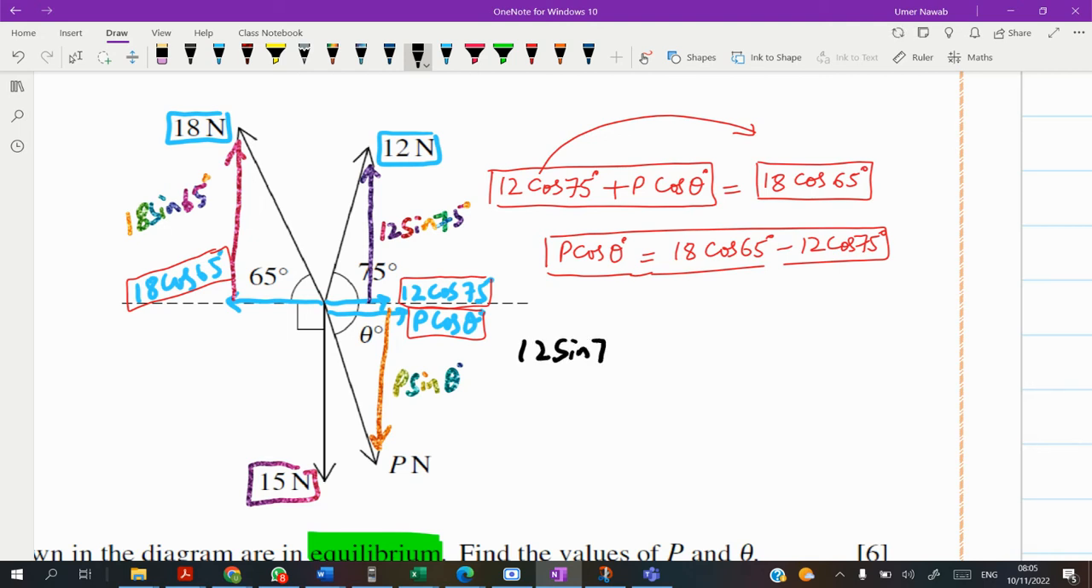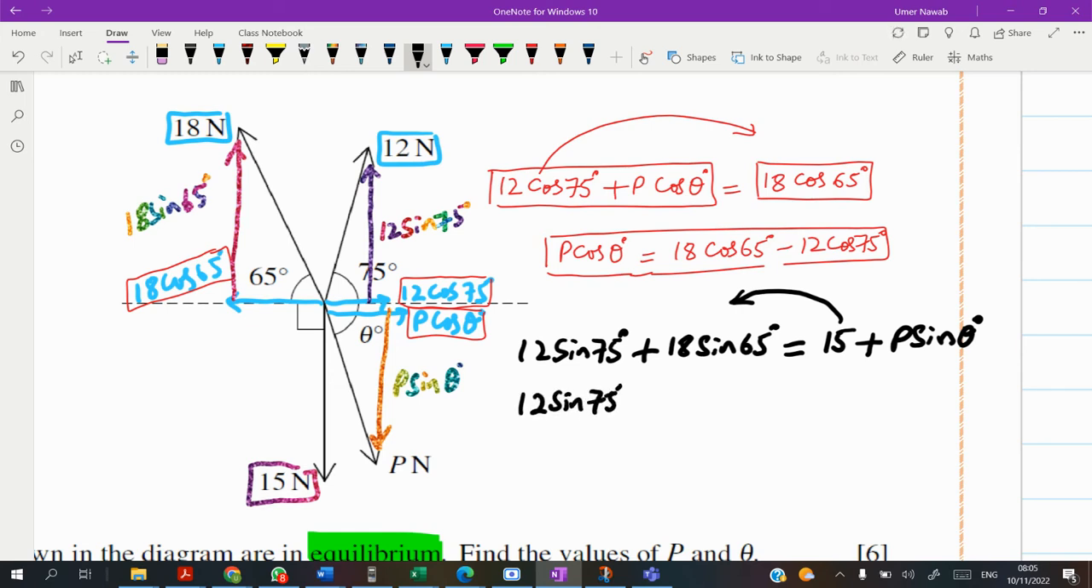12 sine 75 plus 18 sine 65. The sum of upward forces is equal to 15 plus P sine of theta. Let us try to make P sine theta the subject by sending it to the left hand side. So I'm going to get 12 sine 75 plus 18 sine 65 minus 15 is equal to P sine of theta.